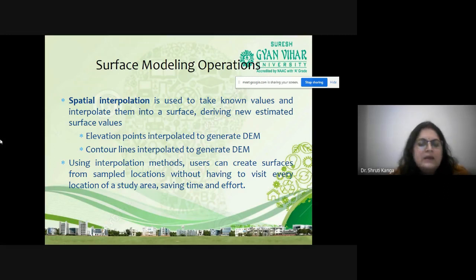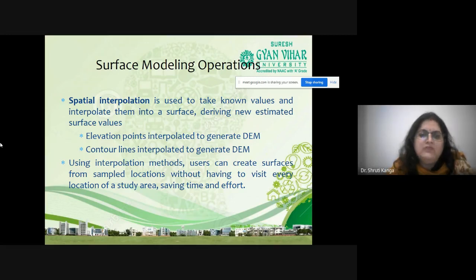So elevation points are interpolated to generate a DEM, and contour lines are interpolated to generate a DEM. Using interpolation of contour lines, trig heights or different elevation points, we can generate digital elevation models. Using these interpolation methods, users can create a surface from sampled locations without having to visit every location in the study area, which is very time saving and cost effective.